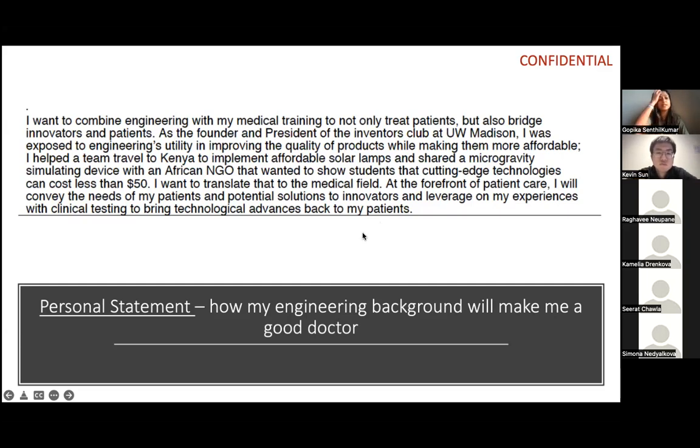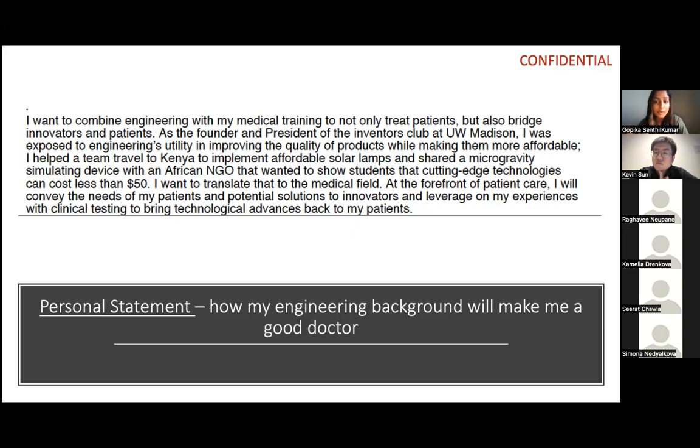But here I'm basically talking about how I'm going to bring engineering to my medical training. I explicitly state, I want to combine my engineering with my medical training to not only treat patients, but bridge innovators and patients. So I'm saying I'm not only going to be a bridge between researchers and doctors, I'm really going to be at the forefront of the technology that influences medicine. I give an example of something that I've accomplished in this field, and then I summarize at the end how my skills are going to help.